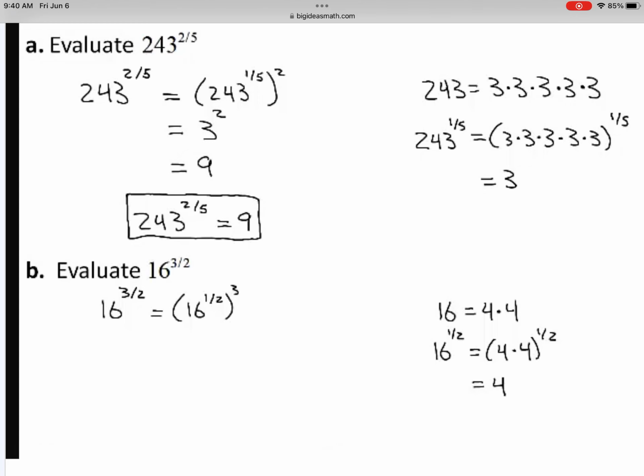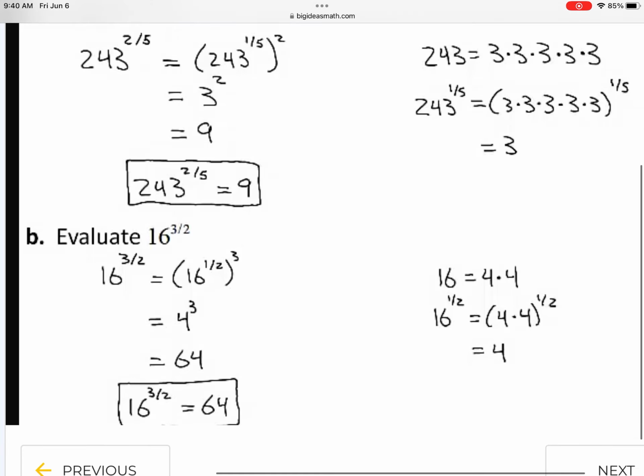Because 16 to the 1/2 power equals 4, 16 to the 3/2 power equals 4 to the 3rd power, or 64. So 16 to the 3/2 power equals 64.